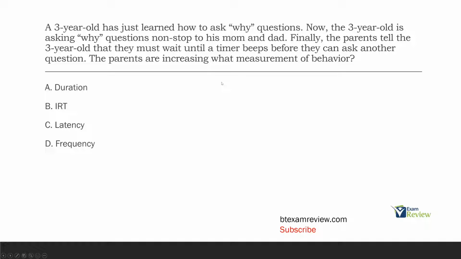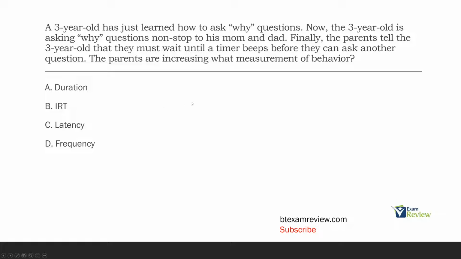But is that duration if we're going time in between responses, or is that inter-response time? Well, that's going to be inter-response time. So you got to be very careful when you're dealing with things like duration and inter-response time because they both deal with a set amount of time. But duration is for one discrete behavior, right? In this case, we're not necessarily looking at the question as the behavior. We're looking for the time in between those questions. What the parents are attempting to do is increase the time in between this 3-year-old asking why questions. They're trying to increase the inter-response time.